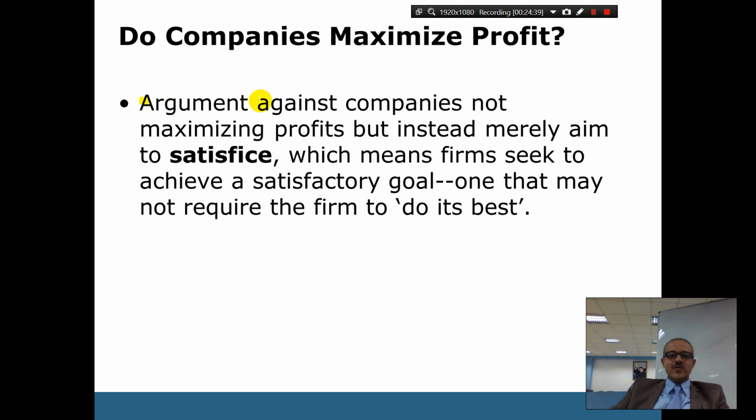We have here an argument against companies maximizing profit, but instead they merely aim to satisfy, which means firms seek to achieve a satisfactory goal, one that may not require the firm to do its best. So here is the argument: should companies maximize their profits, or are there other things they need to take care of? And where do you guys stand?